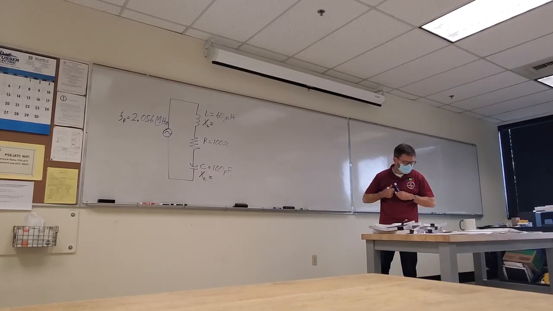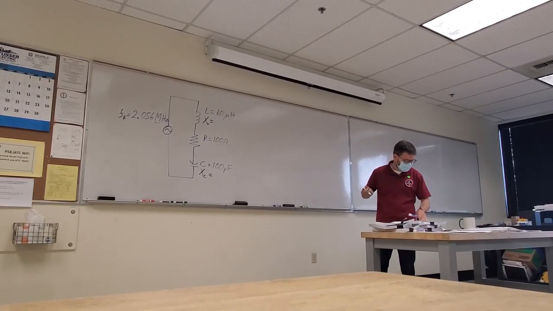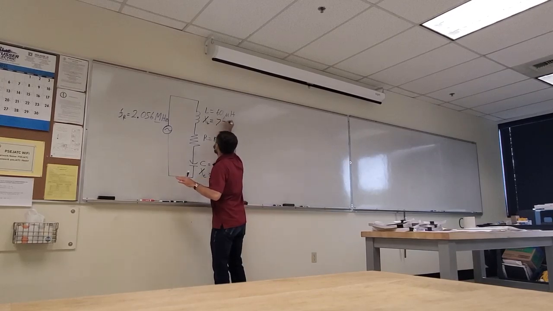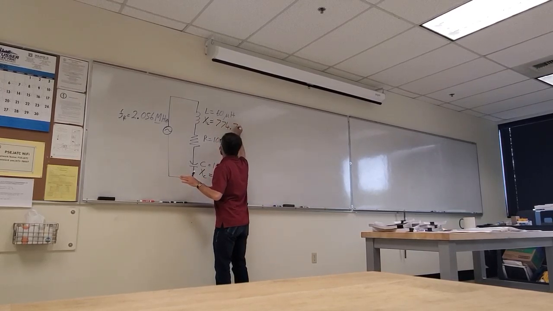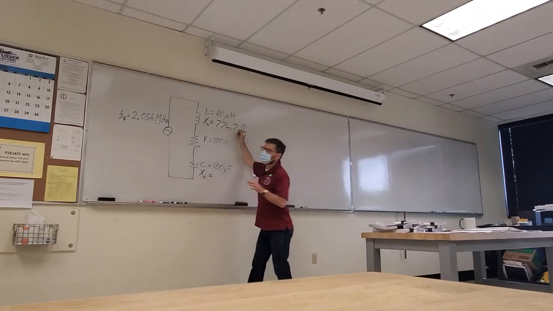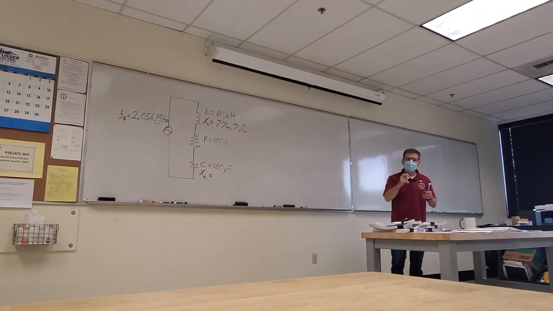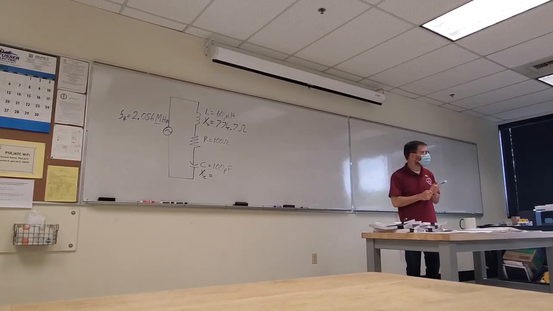Got 774.59 ohms for your XL. Okay, perfect. And what I'm going to do, I'm going to adjust it slightly to the blended learning number, right? Because we're dealing with rounding here and there. Okay, XL, anybody get XC?